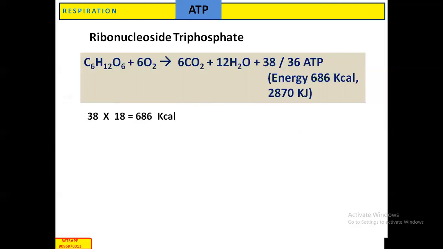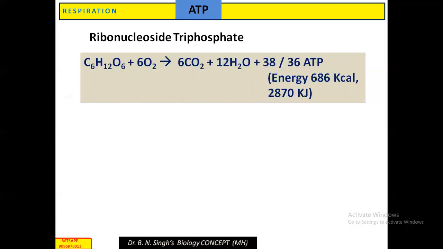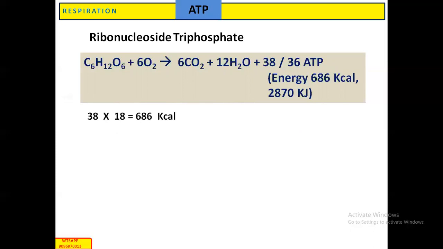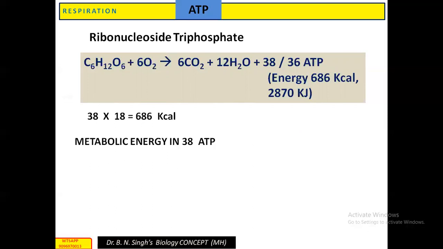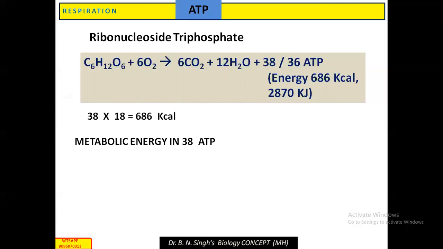And as I told you earlier, one ATP contains 18 kilocalorie energy. Then how much energy is present in 38 ATPs? After multiplication, we have 684 kilocalorie energy, practically 686 kilocalorie energy. It is called the total energy present in 38 ATP, that is by aerobic respiration from a single glucose molecule.